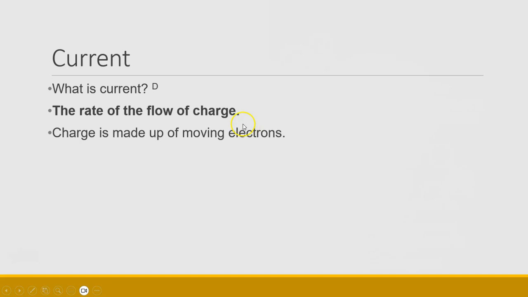Let's start off by discussing current, then we'll move on to voltage, and finally we'll move on to resistance. So what is current? Current is defined as the rate of the flow of charge. Recall that electrons have a charge. Every electron has a charge of minus 1.6 times 10 to the minus 19 coulombs associated with it.